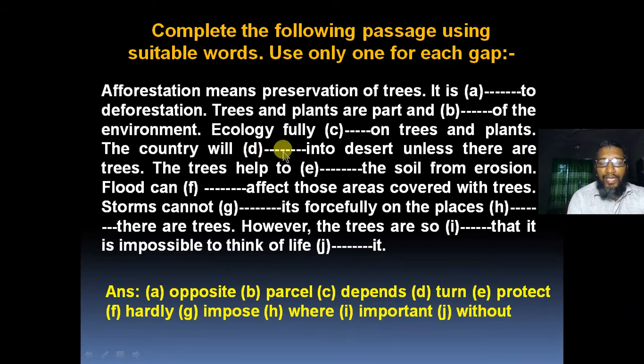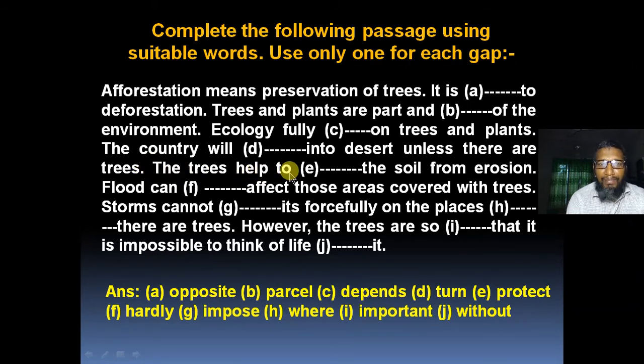The country will dash. Will is a modal verb. We know that after a modal verb, a sentence contains the base form of the verb. So the country will turn; turn is a verb: turn into desert. Desert is a land of sand, everywhere sand. There are no trees in a desert. Unless there are trees.